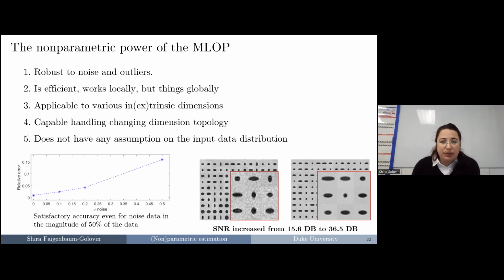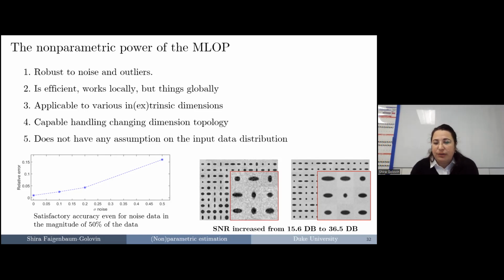We are able to deal with various data applications. Also, here we see an example of ellipses that were sampled on a manifold with Gaussian noise that was added to it, and this is the before with a lot of noise, and this is the after. We were able to increase the SNR from 50 dB on the left to 36 dB on the right, and we see how clean the data points are.